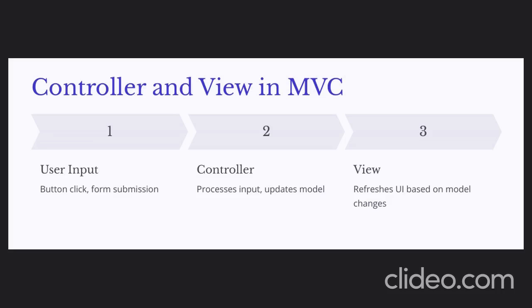The controller in minimum viable product plays a crucial role in handling user input, managing application behavior, and making changes to the model. It acts as an intermediary between the view and the model, mapping user actions to changes in the state of the system.